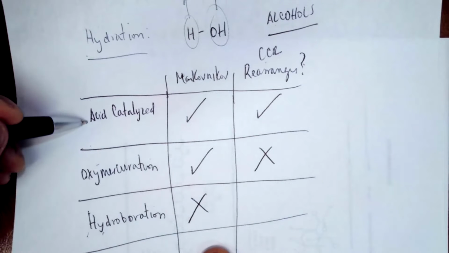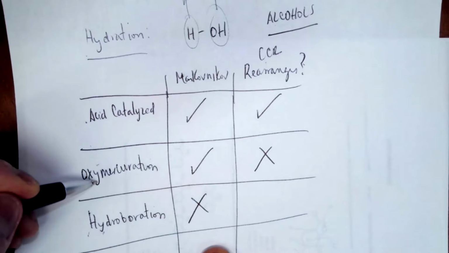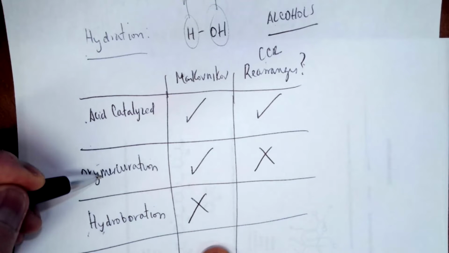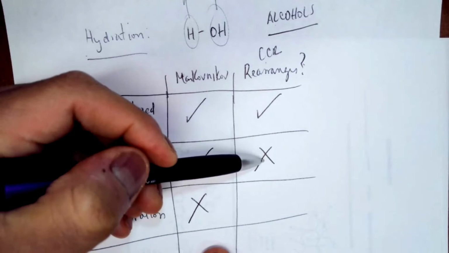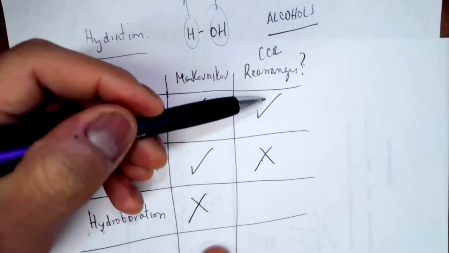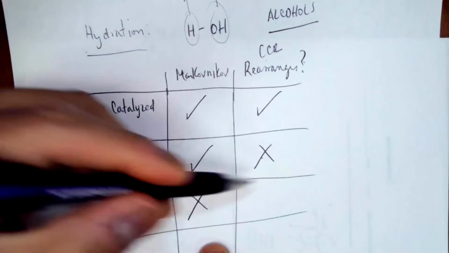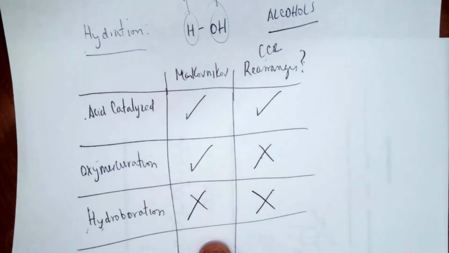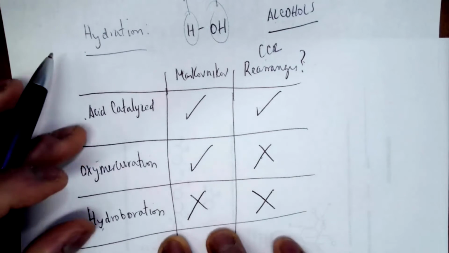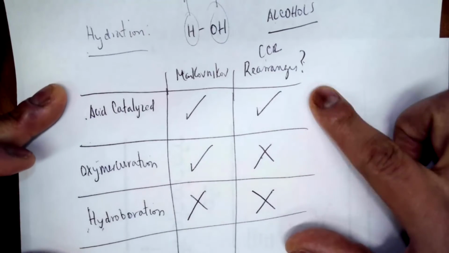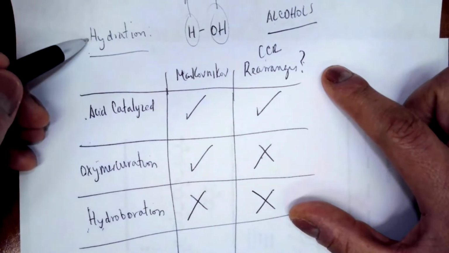Acid catalyzed uses carbocations as an intermediate. Oxymercuration does not use carbocation as intermediate. It does not rearrange. There is no carbocation here. Here there is carbocation. What about hydroboration? Also rearranges? No. Hydroboration also never rearranges. Okay, so that's another difference between hydroboration and the others. That's basically a table that summarizes all the hydration reactions.